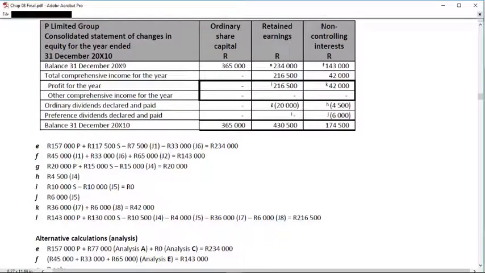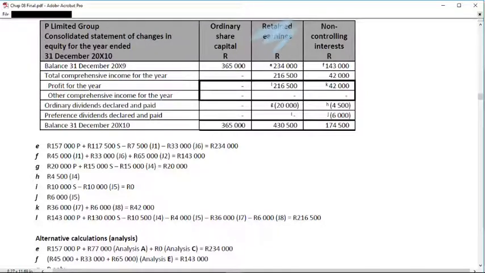Let's wrap up this consolidated statement of changes in equity by looking at the retained earnings column. Remember, all the amounts presented in the retained earnings column must represent equity attributable to the owners of the parent. So your starting point will always be that of the parent, and add to that the equity of the subsidiary attributable to the owners of the parent.